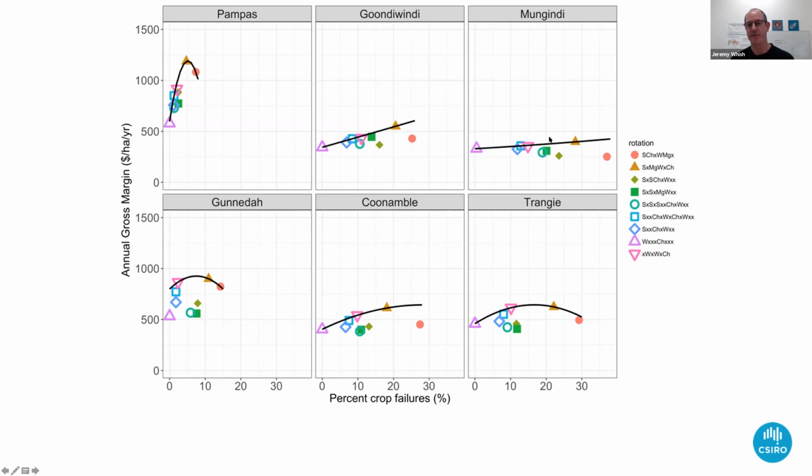So it's a different way of looking at it, and starting to say, okay, maybe I'm not going to make as much money by having these long fallows, but it's going to be a lot more reliable and a lot more resilient. And it all depends on your attitude to risk.